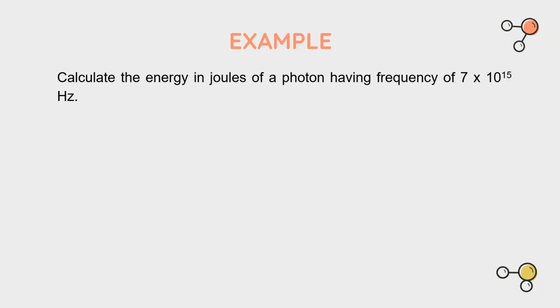Calculate the energy in joules of a photon having a frequency of 7 times 10 to the power of 15 Hz. In this case, you need to find the value of energy, and we have the value of frequency in the question in unit Hz. 1 Hertz equals to 1 per second. To find the answer of energy, we will use this formula: delta E equals to h times frequency.